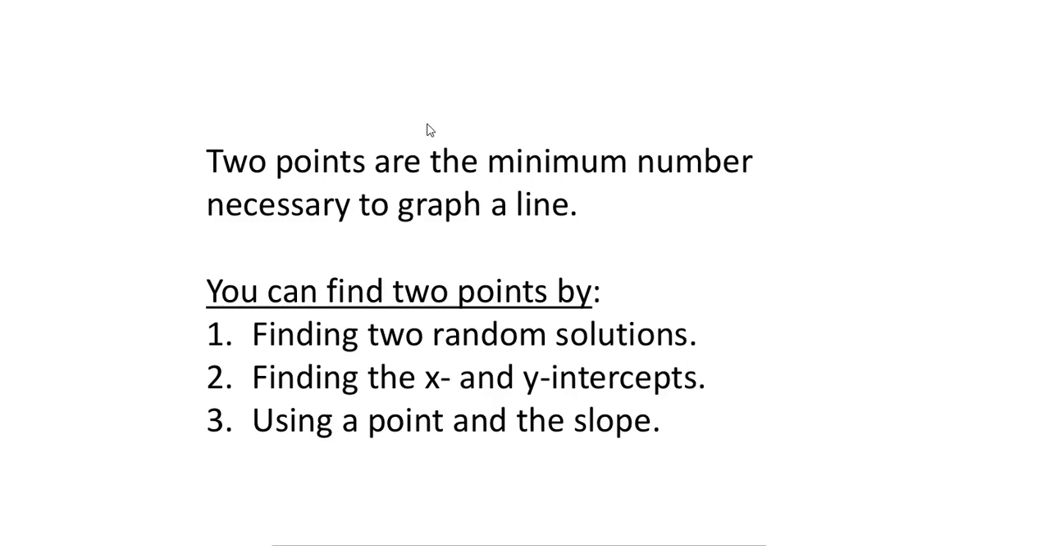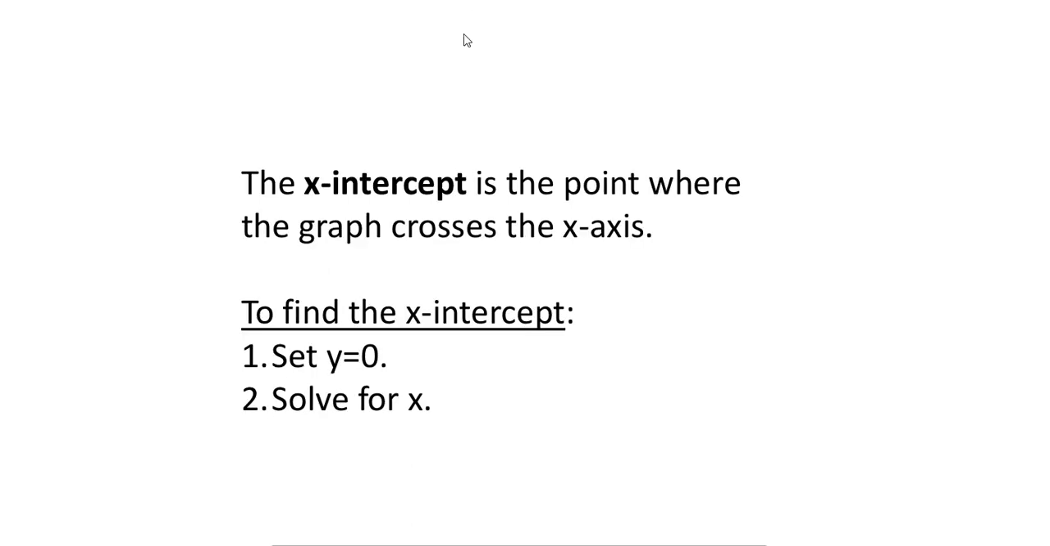A couple of new techniques that you can use to find 2 points is to find the x and y intercepts. So we're going to talk about that in section 2.5. And you can also get 2 points by using a point that you already know is on the line that you get from the equation, and then the slope to help you find a second point. And we'll talk about how that technique works as well. All right, so let's take a look at the intercept technique.